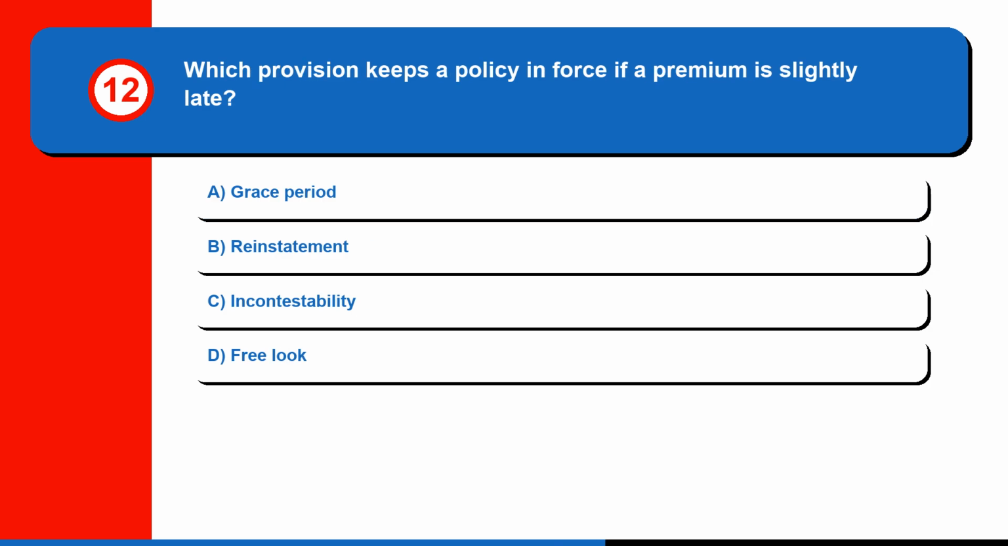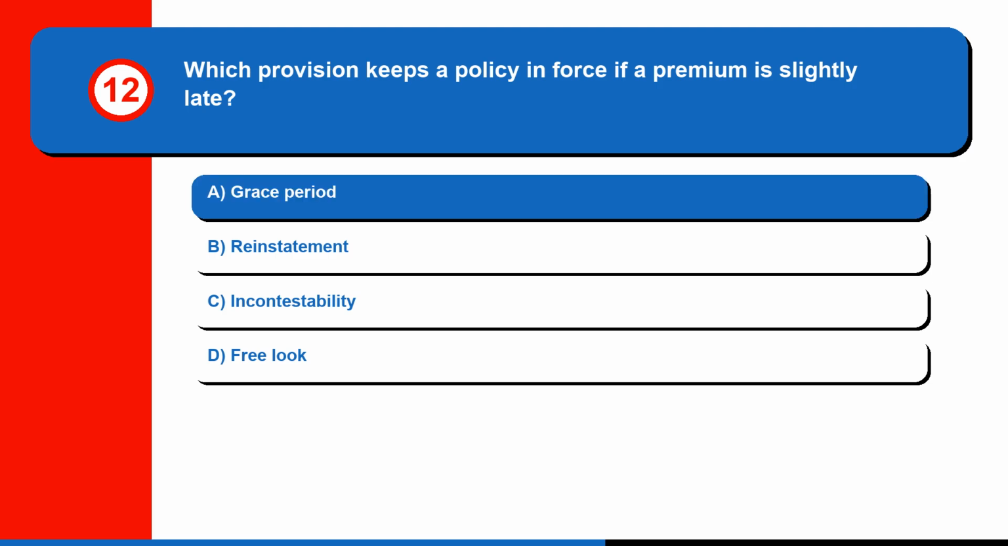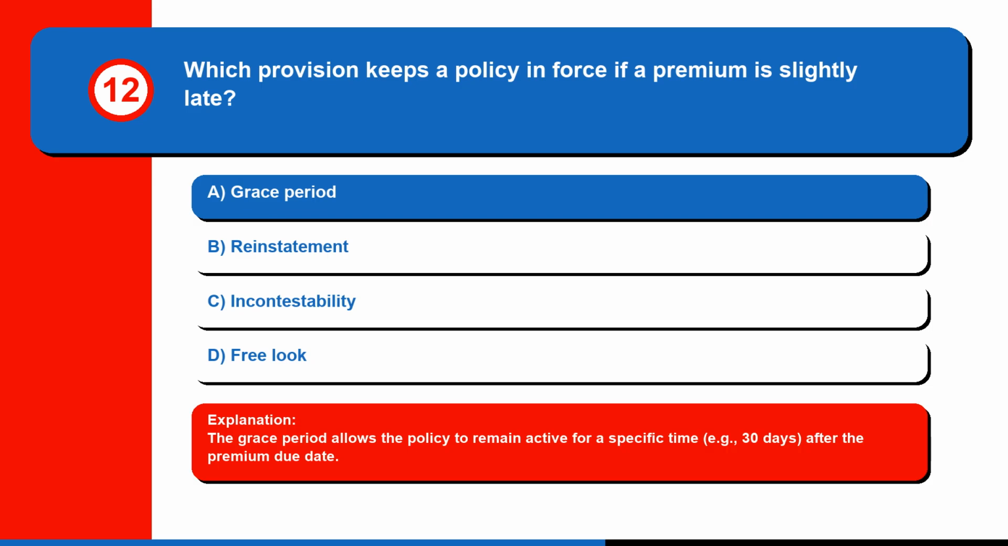Question 12. Which provision keeps a policy in force if a premium is slightly late? A. Grace period, B. Reinstatement, C. Incontestability, or D. Free look. The correct answer is A. Grace period. The grace period allows the policy to remain active for a specific time, example 30 days, after the premium due date.